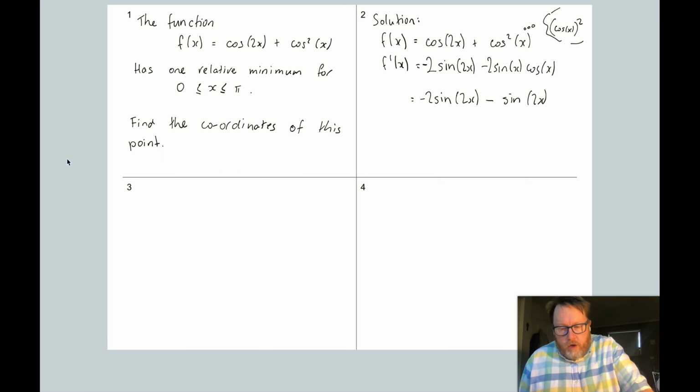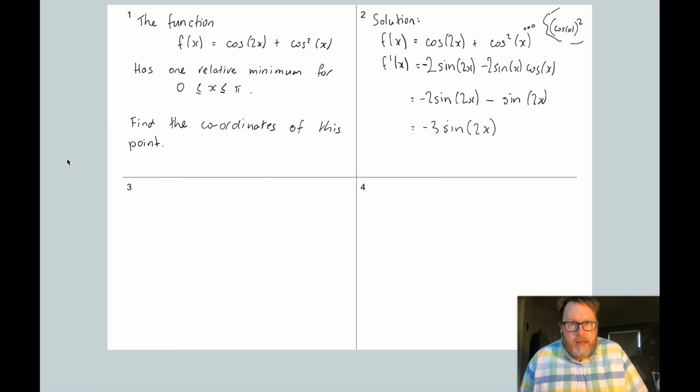Okay, now we've got like terms. We've got a sine 2x here and another sine 2x. We've got -2 of them here, minus another one here. So we've got minus 3 sine 2x here. So that has now been fully differentiated, plus it has also been simplified as much as possible. It's really important to simplify because it often makes subsequent steps easier to do.